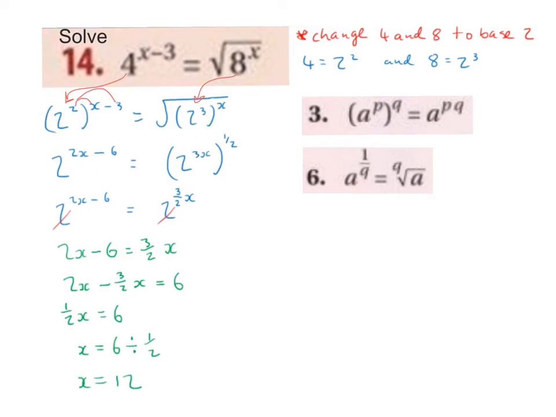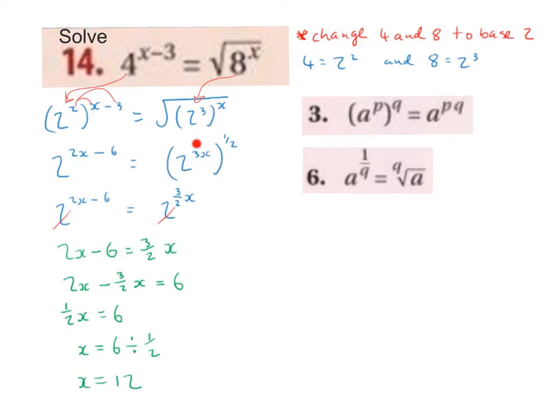So in this case it was the square root of 2 cubed raised to the power of x, and it ends up becoming 2 to the power of 3x raised to the power of a half. Because this was a square root, it becomes to the power of a half. If this had been the third root, it would be to the power of a third. If this had been the fourth root, it would be to the power of a fourth, etc.